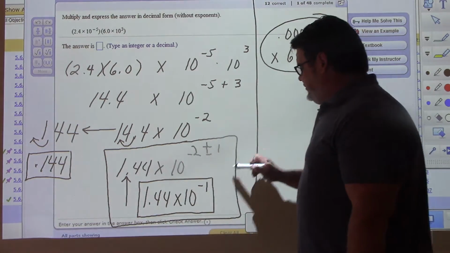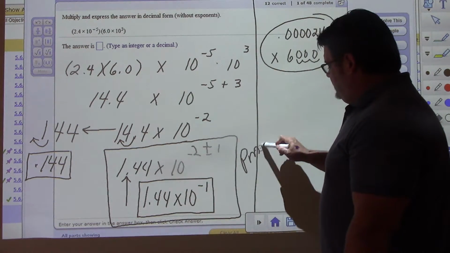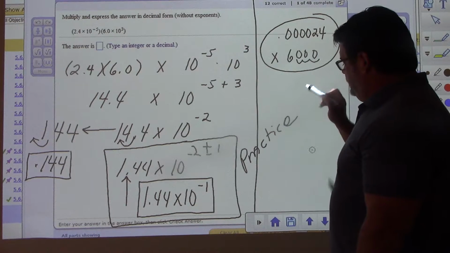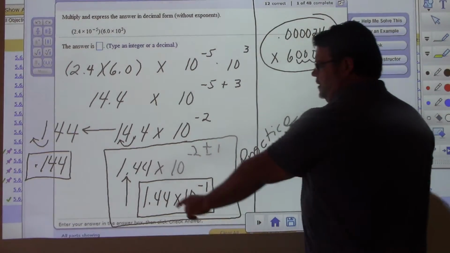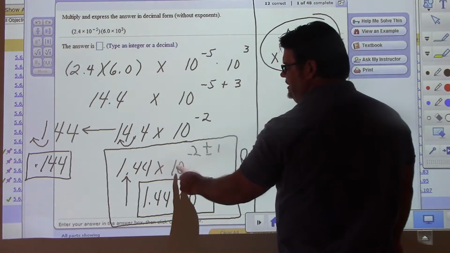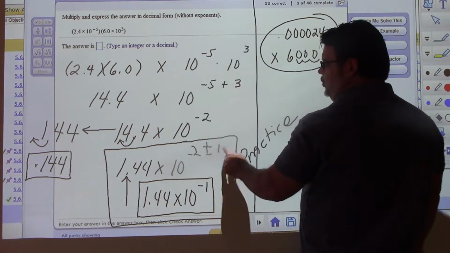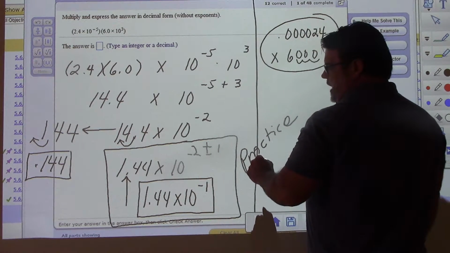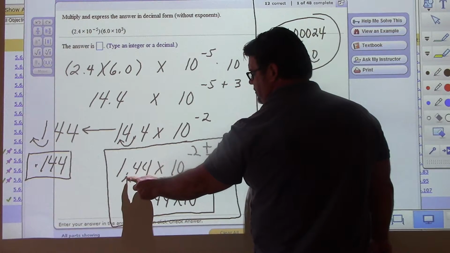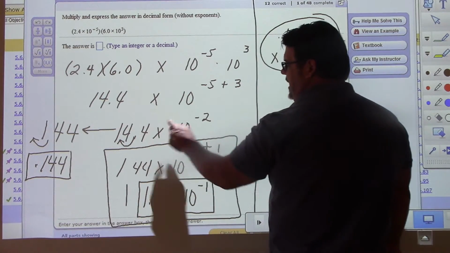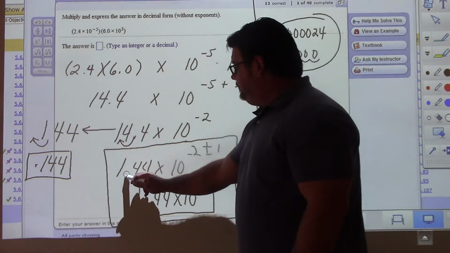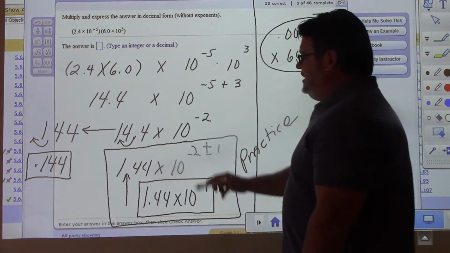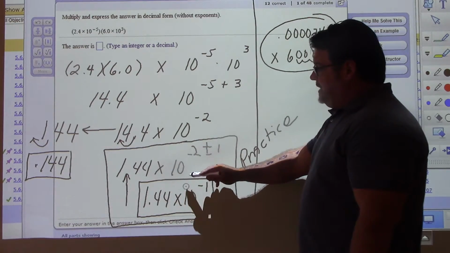I did this just for practice for students. Where did you get the negative and then you changed it to a +1? Right here? Okay. 1.44 times 10 to the negative 2 blank 1. Now, which way do I move this in my head to get it back the way it was? To the right. And that's where that comes from. And that's changing it from this notation to scientific notation.